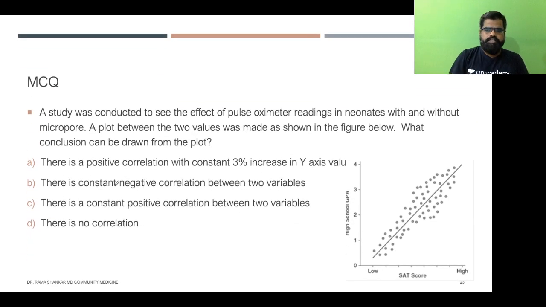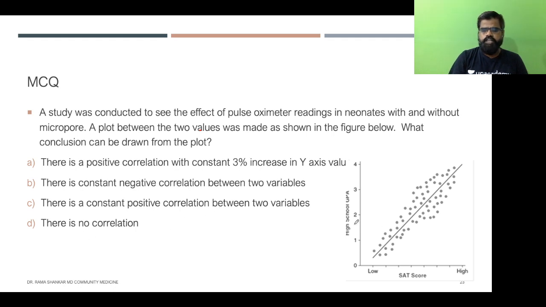Now, on a similar note, you can see this. A study was conducted to see the effect of pulse oximeter reading in neonates with and without micropore. Now, the plot between two values was made as shown in the figure below. What conclusion can be drawn from the plot? There is a positive correlation with constant 3% increase in y-axis value. There is a constant negative correlation. There is a constant positive correlation between two variables.